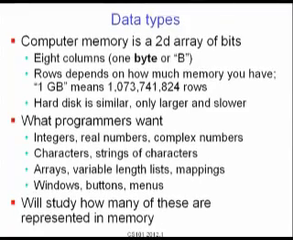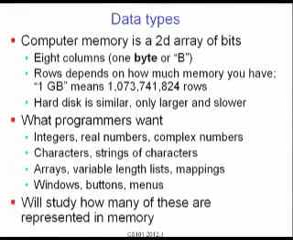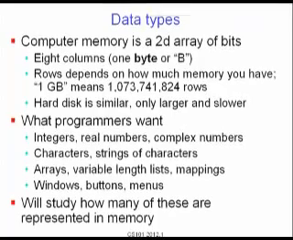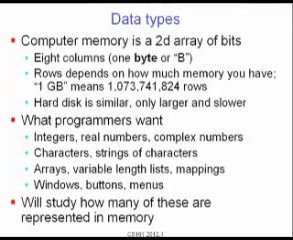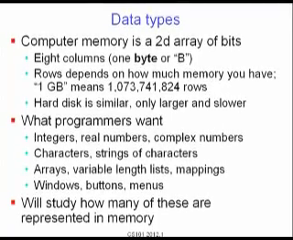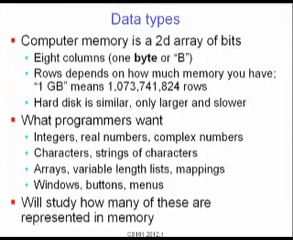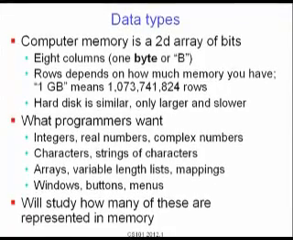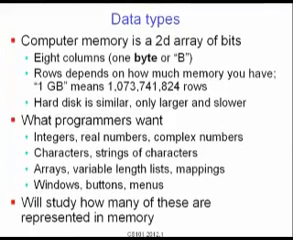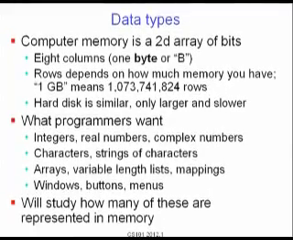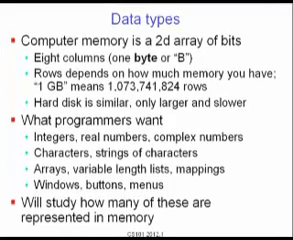Meanwhile, what programmers want are integers, real numbers, complex numbers, characters, strings of characters so that you can put in people's names and their addresses in databases, for example. Arrays, matrices, variable length lists, mappings between say people and their age and things like that. Eventually you want user interfaces like windows, buttons, menus.